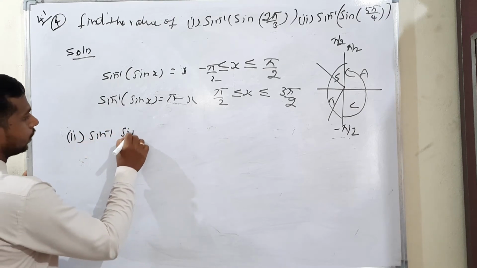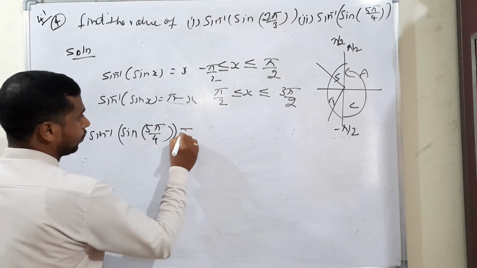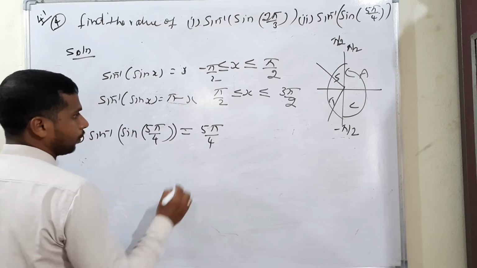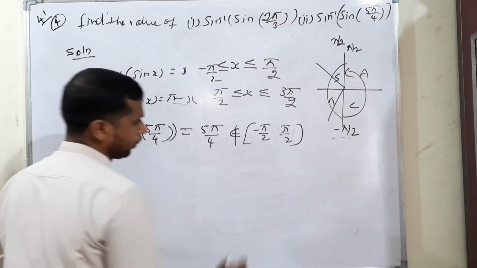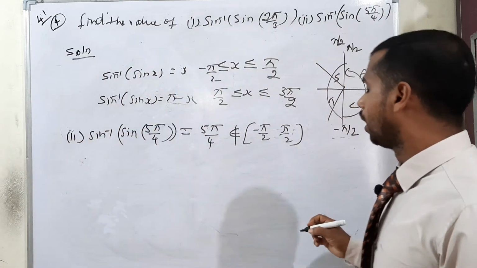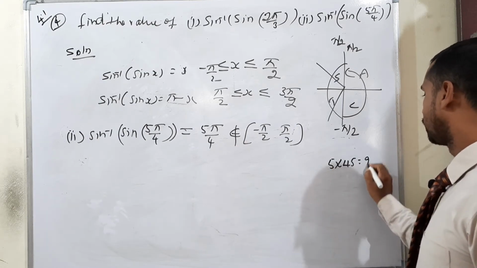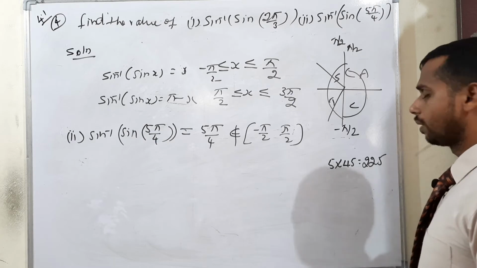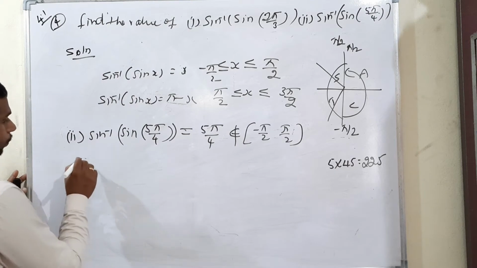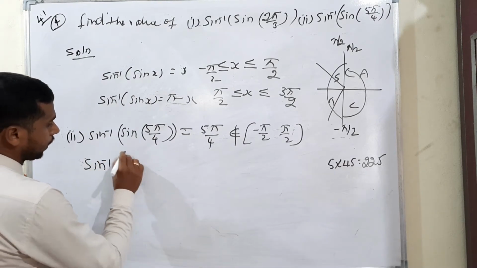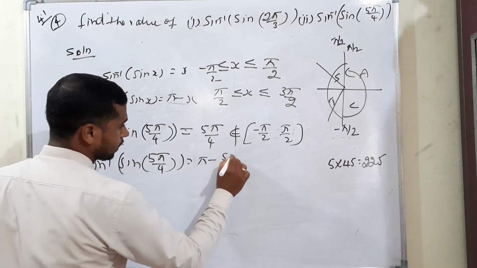Sine inverse sin 5 pi by 4, isn't it? It's equal to 5 pi by 4. It does not belong to negative pi by 2 to positive pi by 2. How? Already we know the value of pi is 180. 180 divided by 4 is 45, isn't it? So 5 into 45 is 225. It does not belong to negative 90 to positive 90. So the second case is pi minus x. Therefore sine inverse sin 5 pi by 4 means pi minus 5 pi by 4.